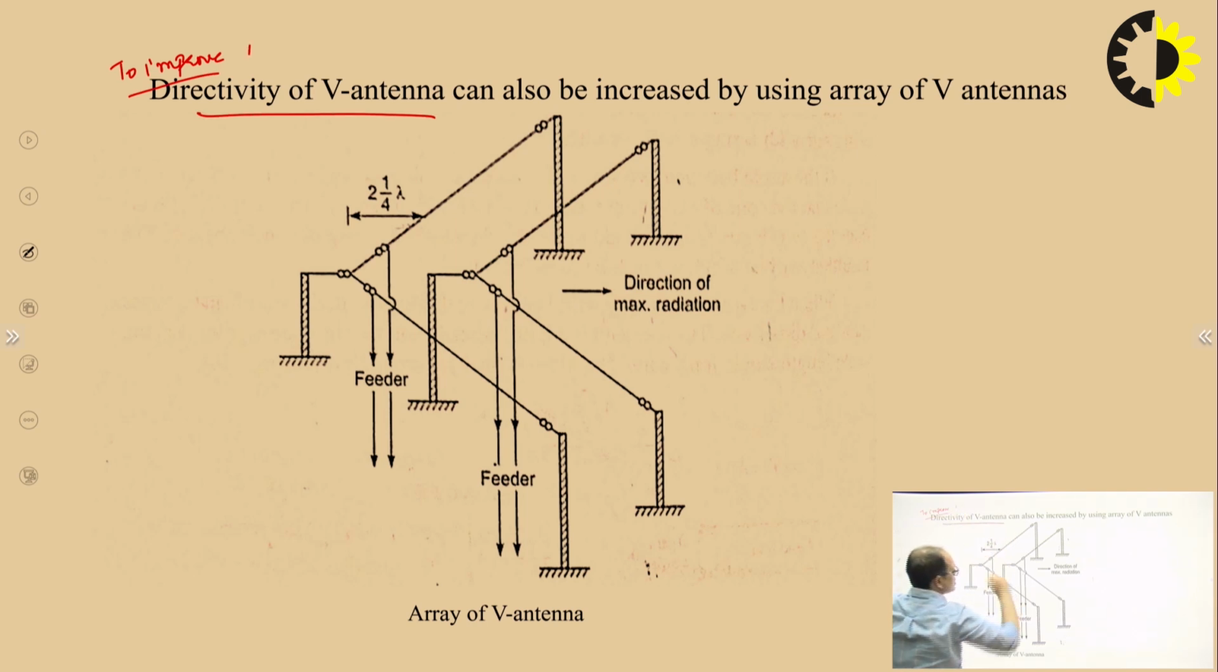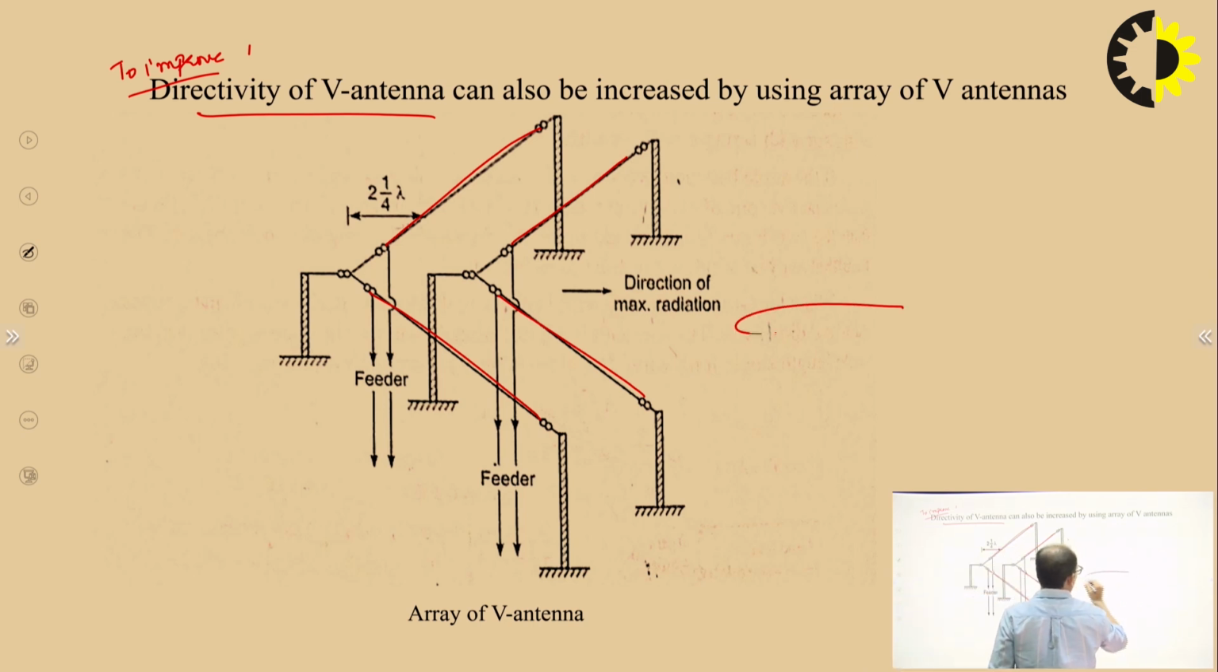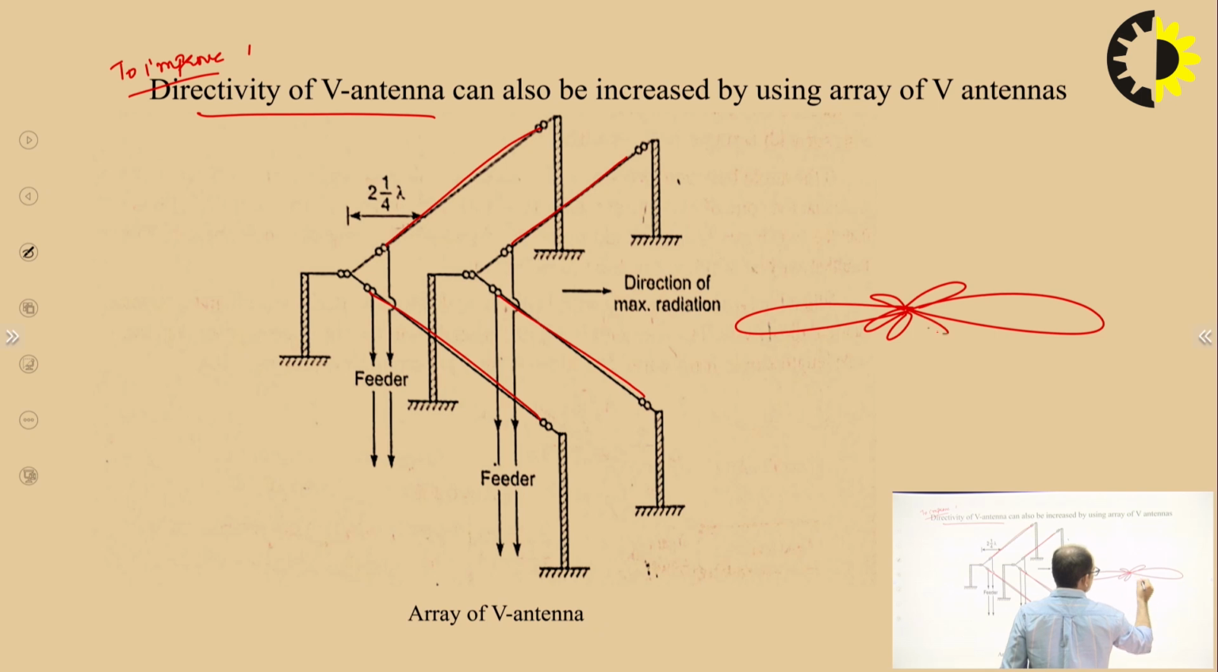To improve the directivity of the V type of antenna, these antennas can also be placed in array form. Means if this is one V type of antenna, and another antenna gets aligned in the same direction, this is an array of V antennas, and it will increase the directivity of the overall antenna. The antenna directivity will get added up, there will be multiple lobes, and minor lobes will be there, because there is an absence of terminal impedance. When there is absence of terminal impedance, the radiation pattern will be bidirectional.